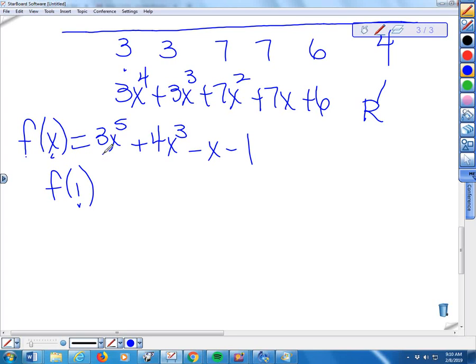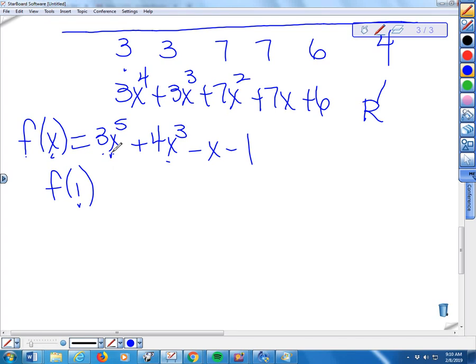Okay? It's not so bad when it's 1, because 1 to the 5th times 3 plus 1 to the 3rd times 4 minus 1 minus 1, right? But if this number was 27, and you're having to do 27 to the 5th times 3 plus 27 cubed times 4 minus 27 minus 1, it gets really big.